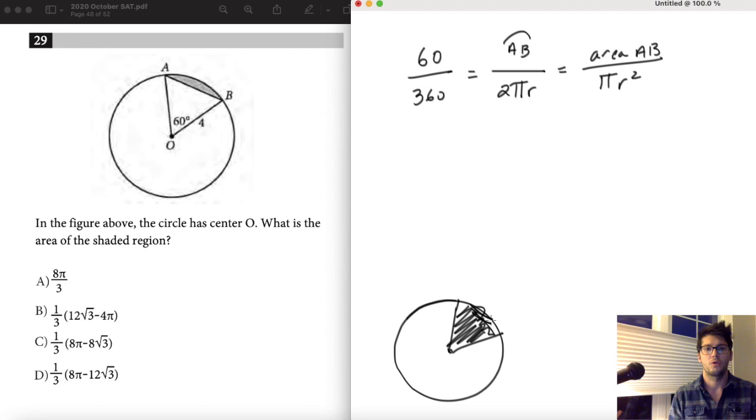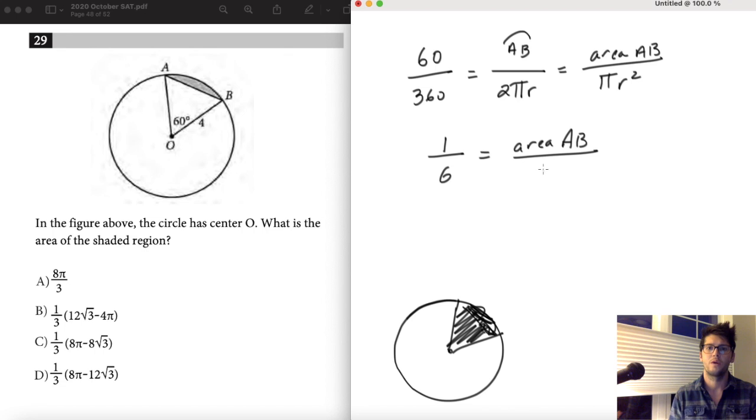So look, I'm going to go right to that. I'm going to simplify 60 over 360 is 1 over 6. I could have kept it as 60 over 360, but it's easier this way. The area AB, I'll just write area AB still. Or I could write segment area. Over pi r squared, where r is the radius. So the area of the whole circle, pi r squared, would be 16 pi.